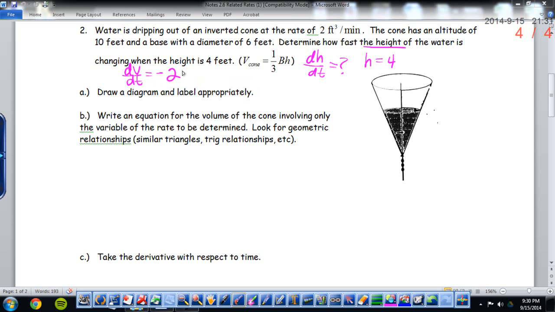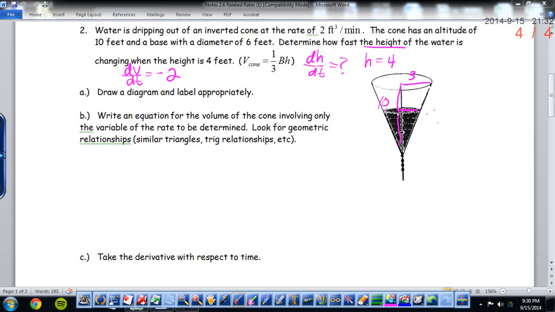Okay, so we're going to draw a diagram and label it appropriately. So I know that the full height is 10, and it says that it has a diameter of 6, but we only use radius. So it has a radius of 3. But we're interested in here at some point in time when the height is not necessarily 10.